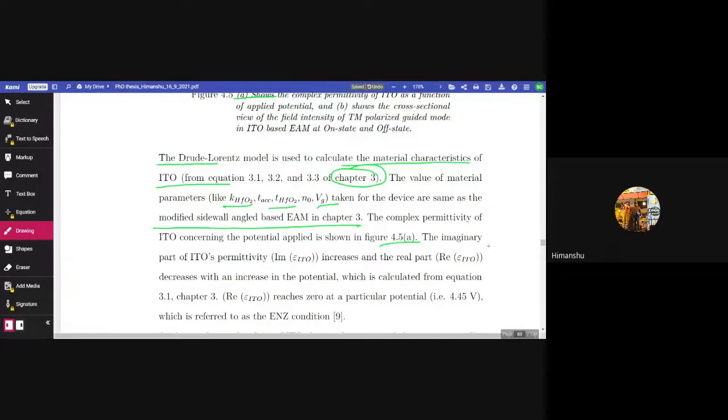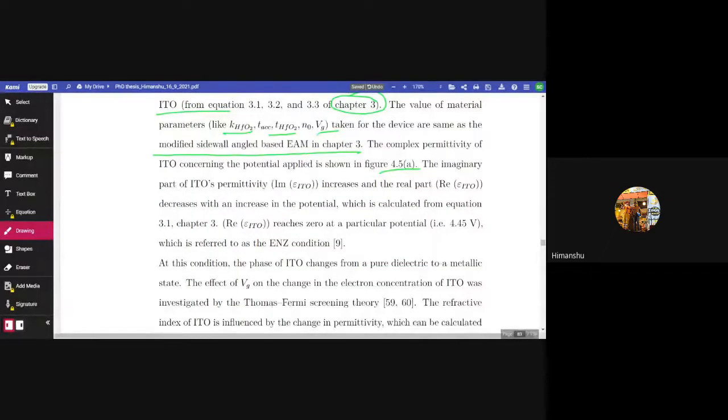The imaginary part of ITO's permittivity, Im epsilon ITO, increases and the real part, Re epsilon ITO, decreases with an increase in the potential, which is calculated from equation 3.1 of chapter 3. The real permittivity part of ITO, that is Re epsilon ITO, reaches zero at a particular potential, that is 4.45 volt, which is referred to as the ENZ condition. Reference 9. At this condition, the phase of ITO changes from a pure dielectric to a metallic state.